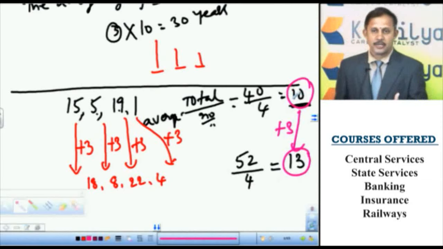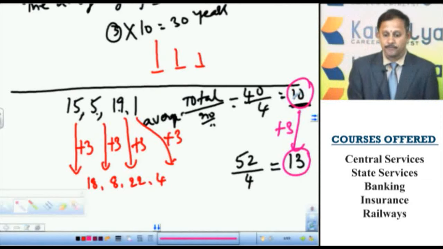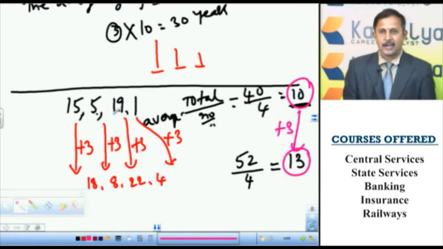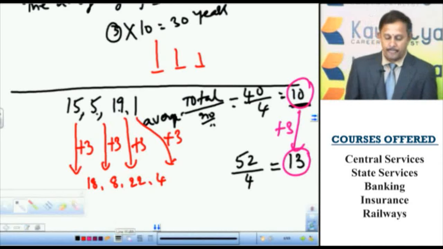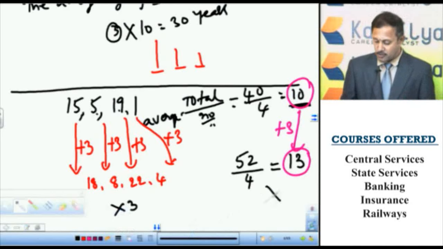And I will give one more example. Suppose 15, 5, 19 and 1, these are the 4 elements. Suppose each element is decreased by 2. Then the average also decreases by 2. Suppose each element is multiplied by 3, average also multiplied by 3. Suppose each element is divided by 4, average also divided by 4.